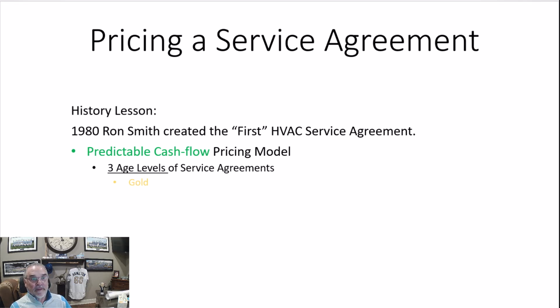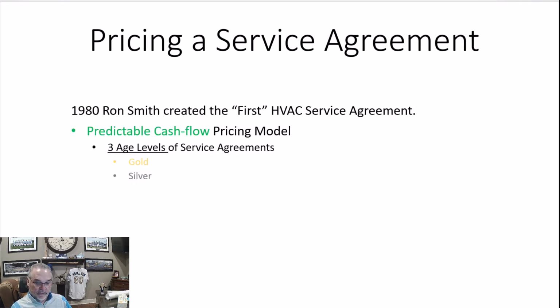Going back to Ron Smith, he had a gold level. He had a silver level, and he had a bronze level. That's all good, but what is in the gold? What is in the silver? What is in the bronze? Well, hang on, we're going to get to it.